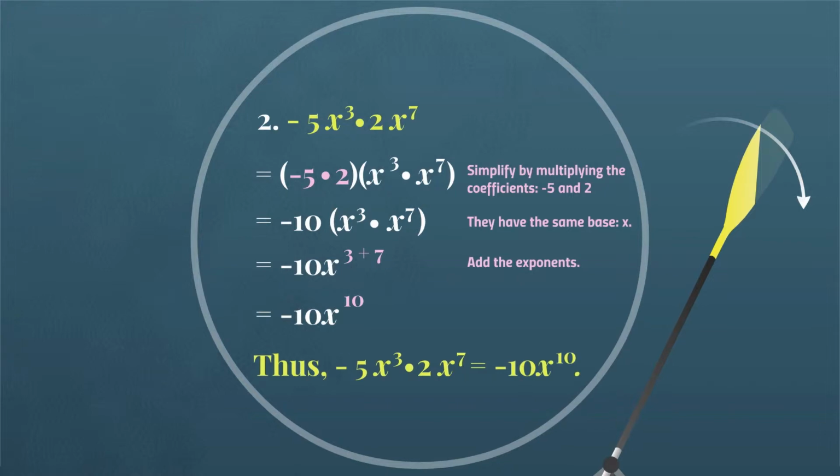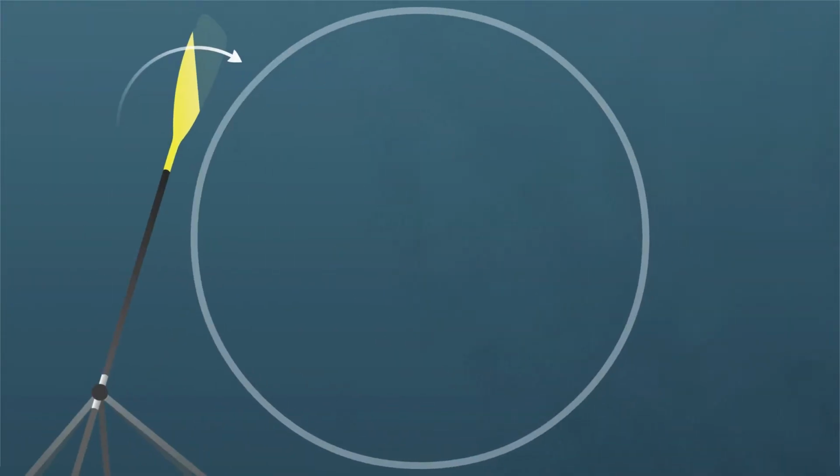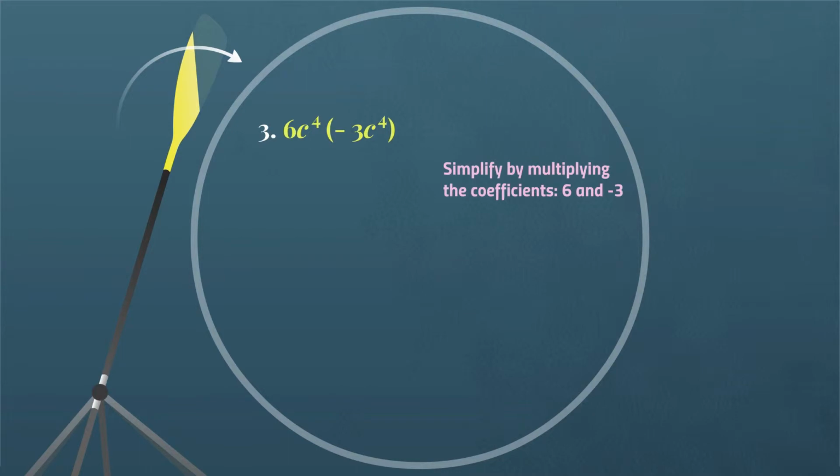Next, we have the product of 6c to the 4 and negative 3c to the 4. Again, the variables in the expression have coefficients. So we need to simplify that first. To do that, just multiply the coefficients 6 and negative 3. Then isolate them from the variables. 6 times negative 3 is negative 18. So the expression will become the product of negative 18 and c to the 4 times c to the 4.